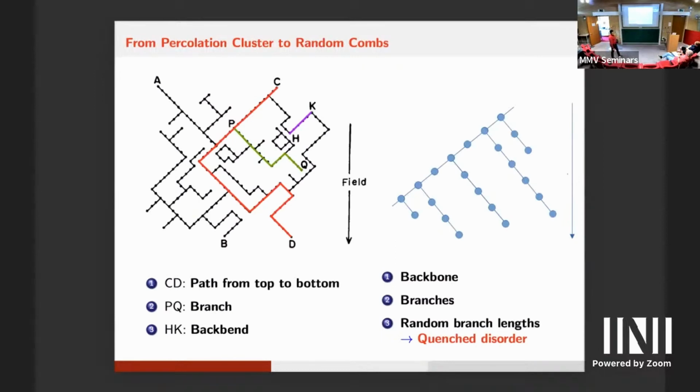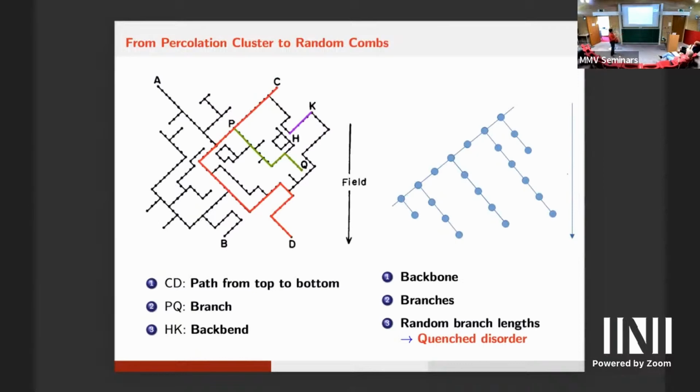Okay, so an abstraction of such a thing would be to consider a lattice of this sort. So there is a backbone. Just as here, CD, this is the backbone, and then there are these branches. But then you see here, different branches have got different lengths. Not all branches are of the same length. So what I'm going to do is make these branch lengths a random variable. So there are branches of different lengths, and then there is a gravity that's pushing you down.